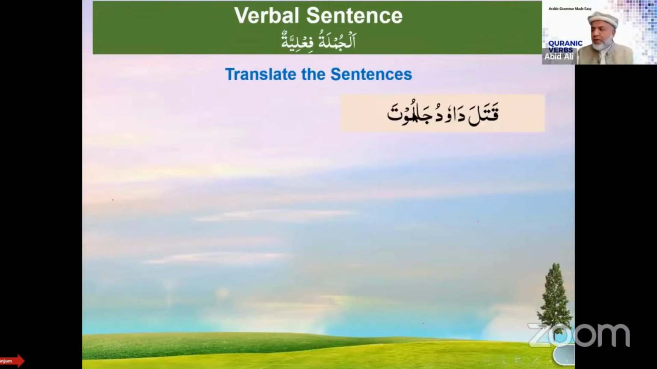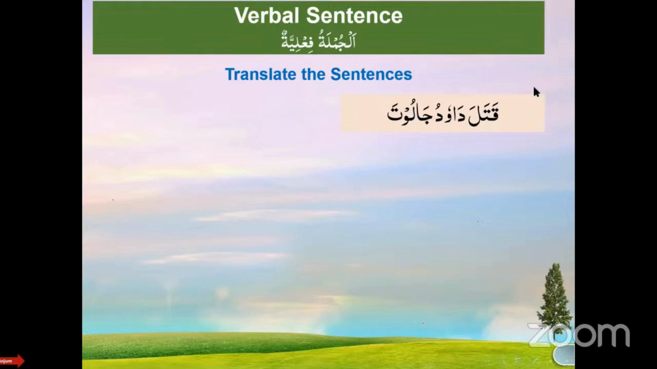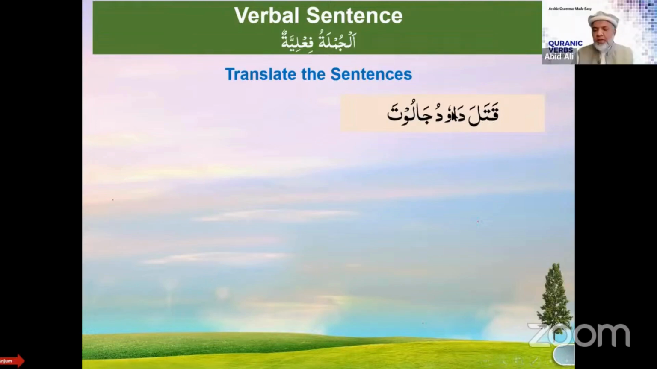All right. So we know this one, right? Qatala Dawudu Jaluta, that killed. Who killed? Dawood. And whom did he kill? Jaluta. So Dawood is Rafa, Jaluta is Nasab. So we know our fa'il and maf'ul.